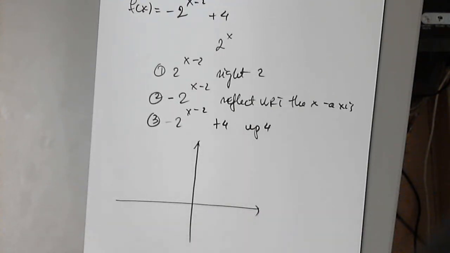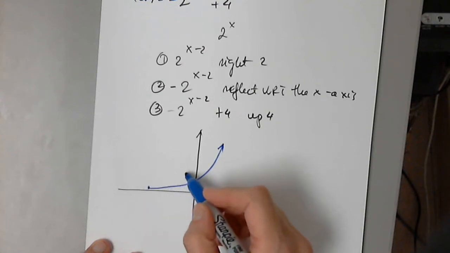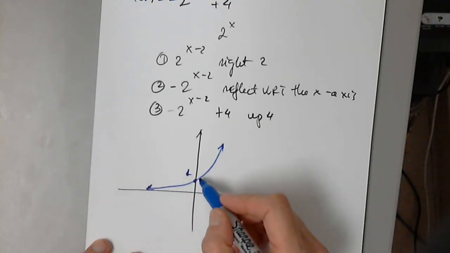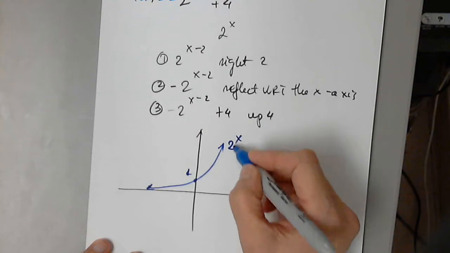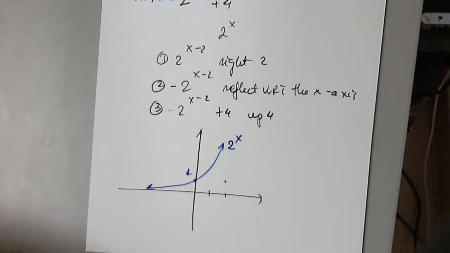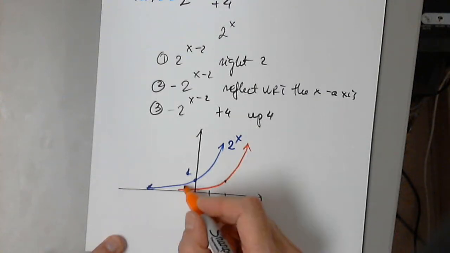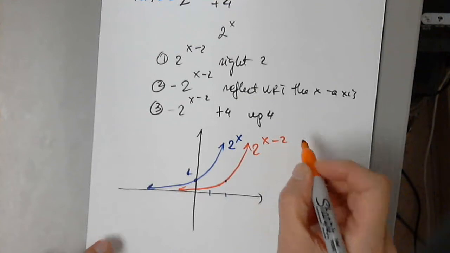2 to the x, because the base is greater than 1, is a function increasing on all its domain and definitely crossing at 1. So this is (0, 1). So this is 2 to the x. Then we shift it 2 units to the right. So that reference point is all I need. So this will be 2 to the x minus 2.